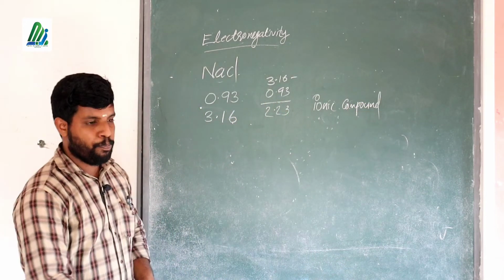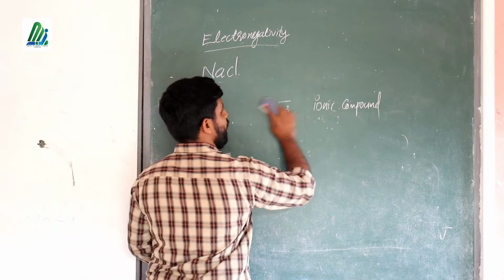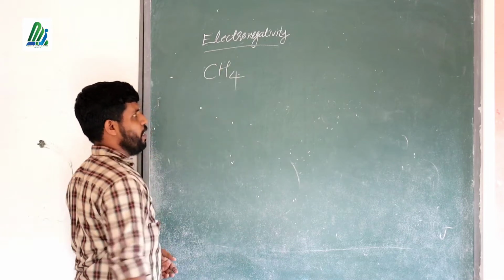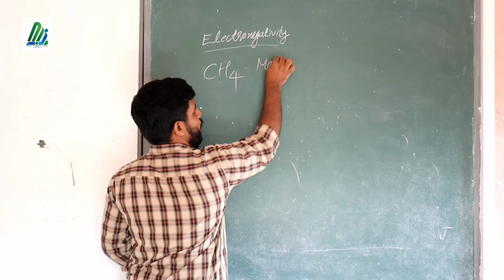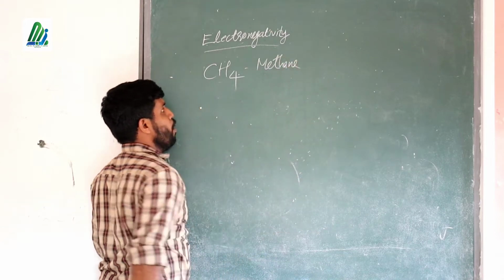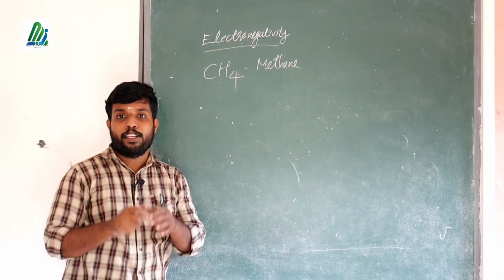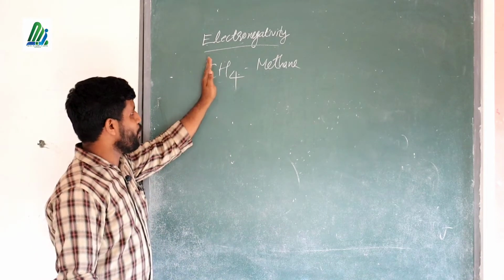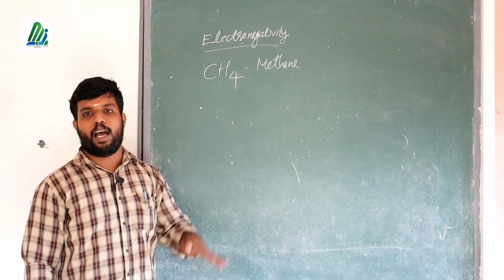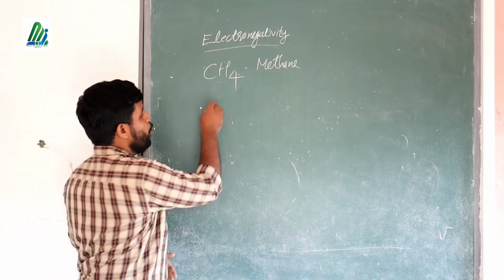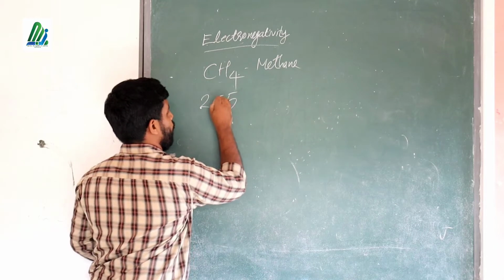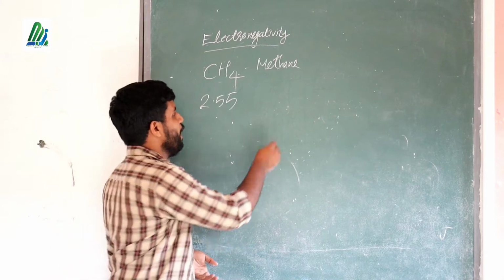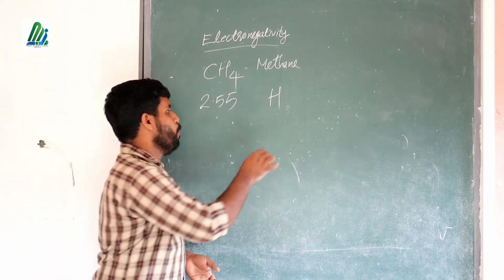Next, we want to know the nature of the compound CH4, methane. Here 4 hydrogen atoms are there, but it is not important how many atoms are there. You just check the values of carbon and hydrogen. The electronegativity value of carbon is 2.55, and the value of hydrogen is 2.20.